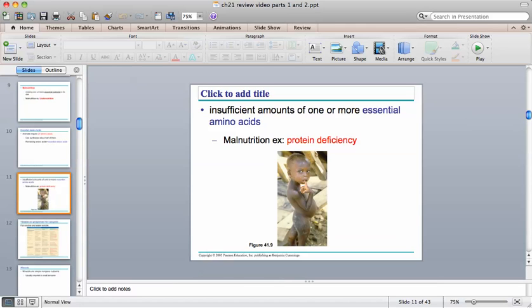Insufficiency in one or more of these essential amino acids could lead to protein deficiency, as we see here in this young boy. The distended stomach that you see in this young boy is a result of not having enough protein in his blood, and as a result the fluid seeps out of his blood vessels and accumulates in his abdomen. So this is not fat, this is actually fluid that should be in his blood vessels. But again, there's not enough protein in those blood vessels to hold the fluid in the blood vessels, so the fluid seeps out and goes into the abdomen.